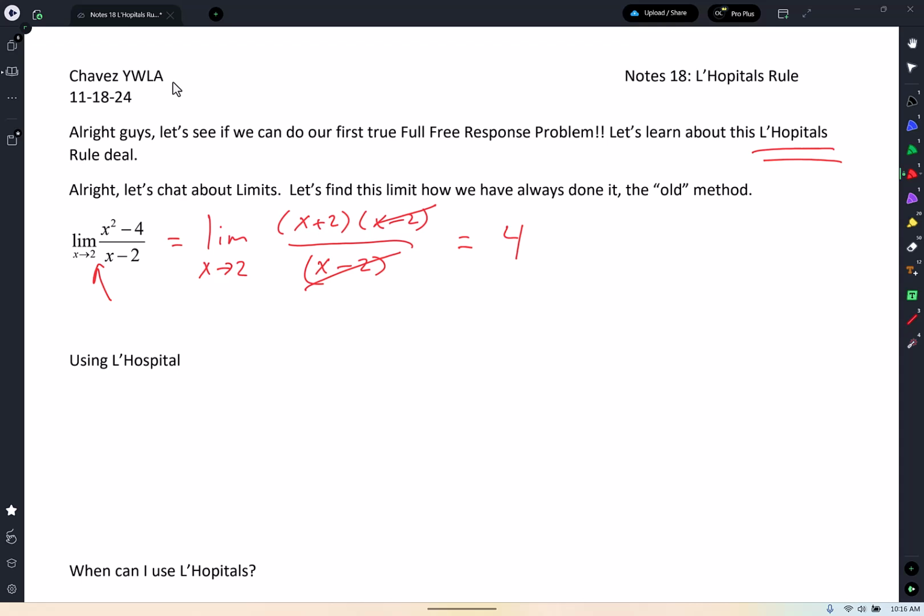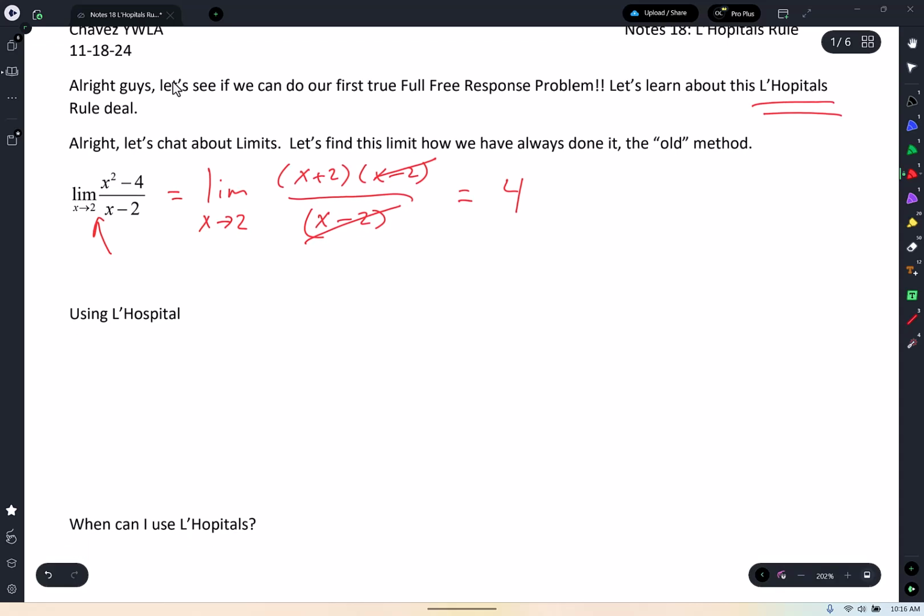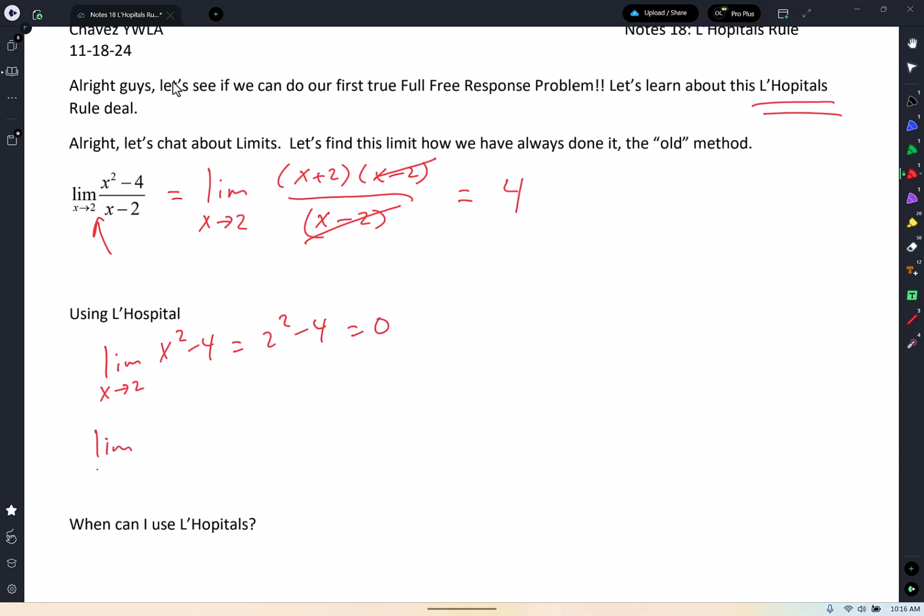Okay. L'Hopital's rule. What does L'Hopital's rule state? L'Hopital's rule states that if I have 0 over 0 when I do direct substitution, so I'm going to first do the limit as x approaches 2 of x squared minus 4, and you get 2 squared minus 4, which is 0. Then I'm going to write the limit as x approaches 2, this is for the denominator, of x minus 2, and I get 0. So I would have gone 0 over 0. That's indeterminate form.